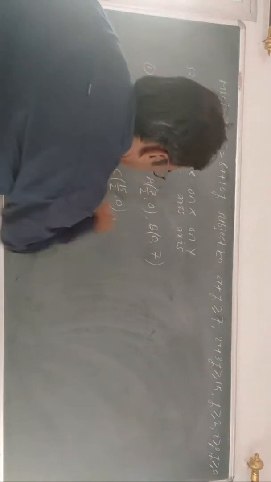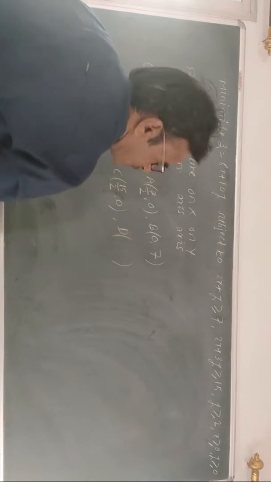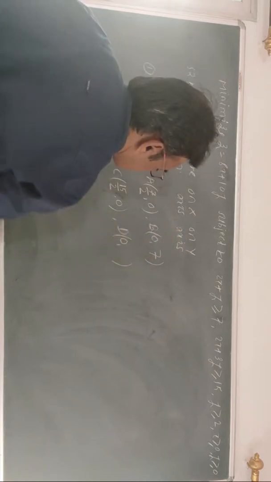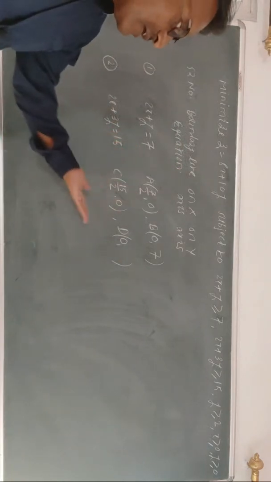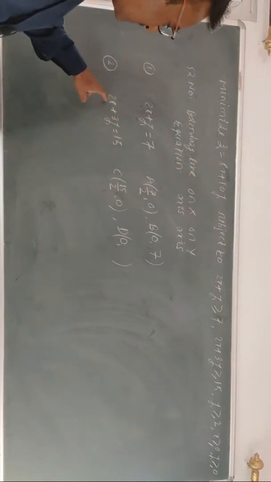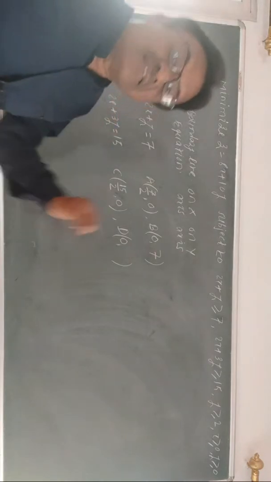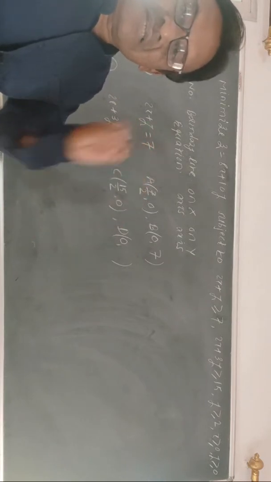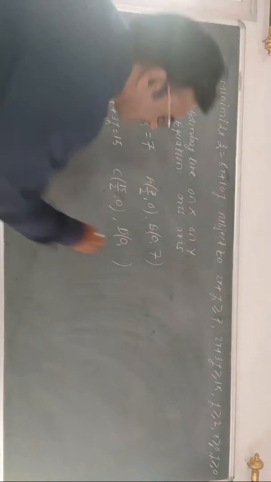Next, point D on the y-axis, and we find the coordinates of point D. Point D lies on the y-axis, therefore the x coordinate is 0. Then we find the y coordinate. Put x equals 0: 2 into 0, that is 0, plus 3y, 3y equals 15. Therefore y equals 15 by 3, and 3 fives are 15. So y equals 5. So we write 5.